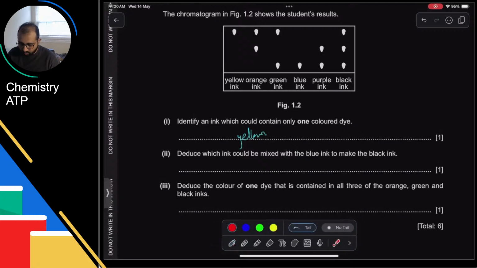Now they're saying one of those, so you can also give blue, but it's up to you whether you want to do blue or yellow or both. The mark is just for any one.